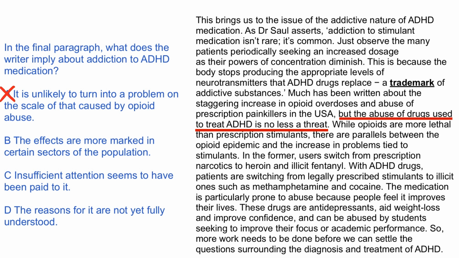Letter B. The effects are more marked in certain sectors of the population. So I'm going to eliminate this option because I can't remember reading about this. It does say here in the paragraph that it can be abused by students seeking to improve their focus or academic performance, but it didn't say that the effects are more marked. So letter B is incorrect.